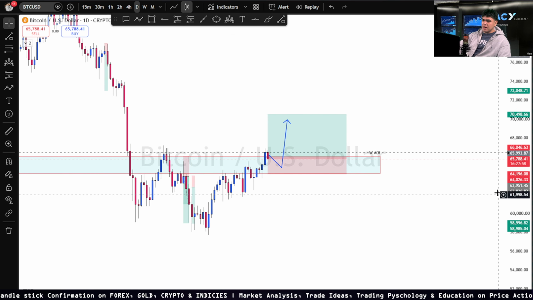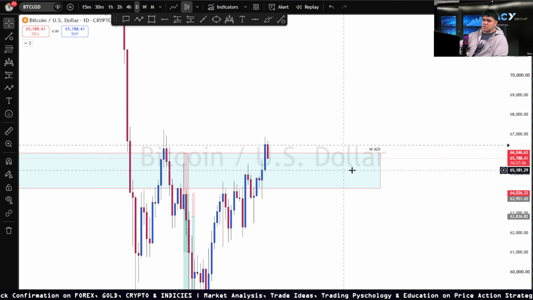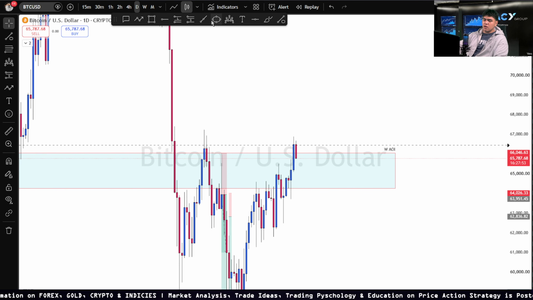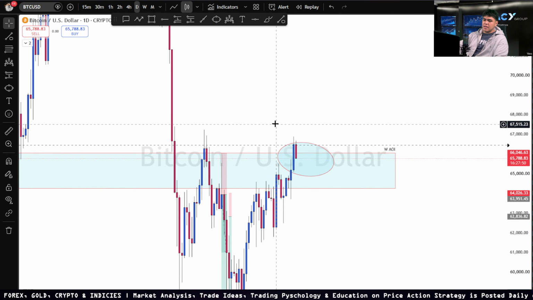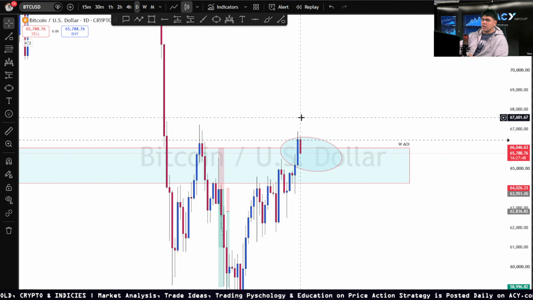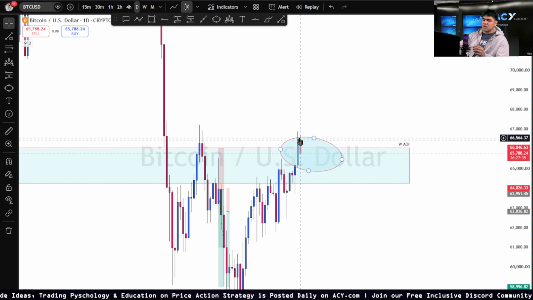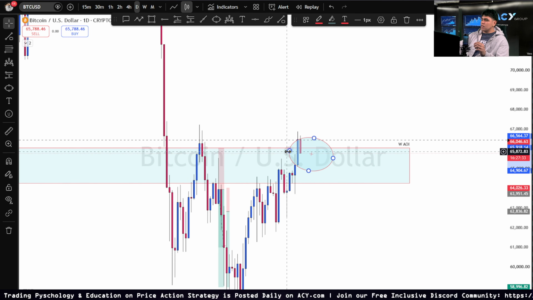Next, Bitcoin. Price already approaches our weekly support. Wait for a proper candlestick confirmation, whether it is a bullish engulfing, a pin bar, a harami, a wick, or a morning star. As long as it is a bullish candlestick confirmation, right after that, look for your entry signals in the lower time frame. That's it on Bitcoin.